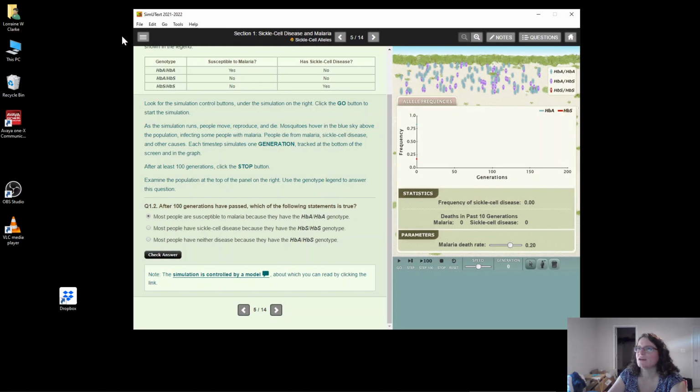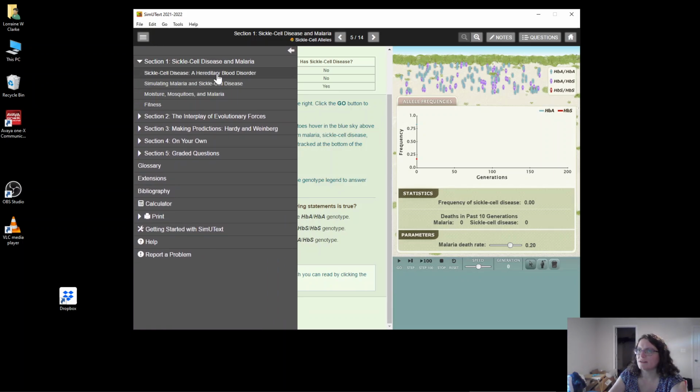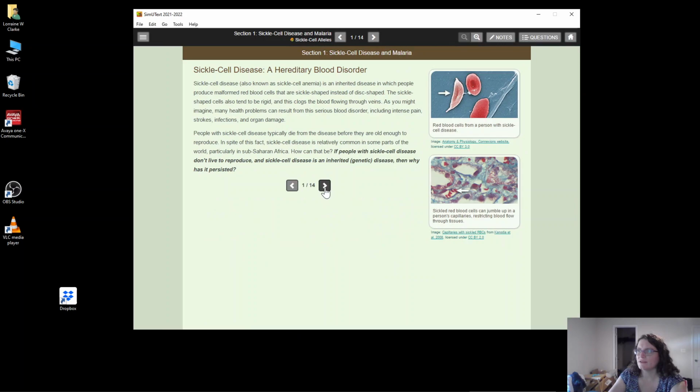Okay, let's start from the beginning. Sickle cell disease and malaria. This is where we're going, okay? So this talks about sickle cell disease. Go through this, read it clearly, but we've already talked about the fact that sickle cell is a disease that is more common in sub-Saharan Africa, in large part because it provides some immunity to malaria.